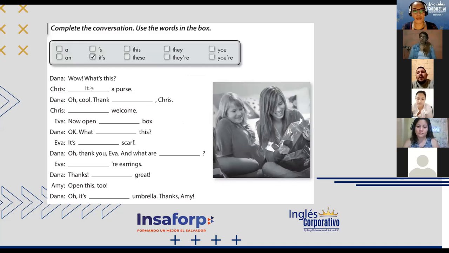Now, tenemos este otro ejercicio, otra conversacioncita. Van a ir leyendo y acuérdense, tienen que ir leyendo y a veces un poco más allá como para ver qué es lo que va en cada cosita, ¿verdad? En cada espacio. La primera está hecha, ya usamos la palabra it's, entonces hay que ir colocando las demás. Solo se puede usar una vez cada palabra y luego vamos a ver cómo queda la conversación. Les voy a dar tiempo.